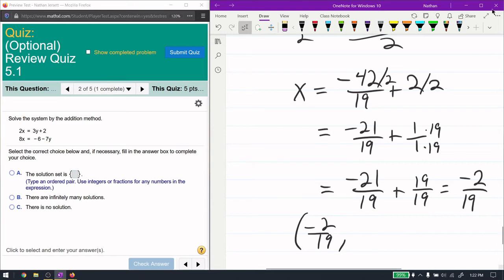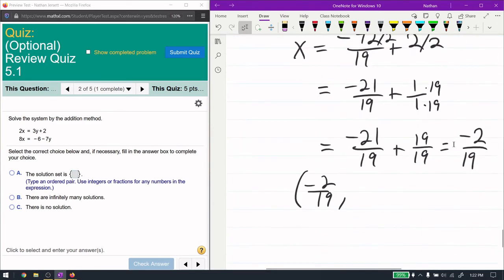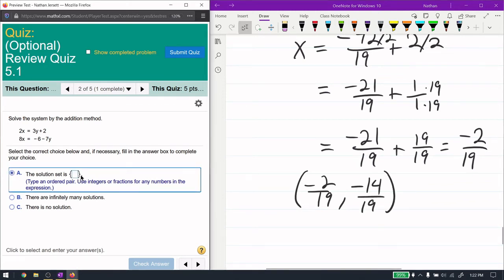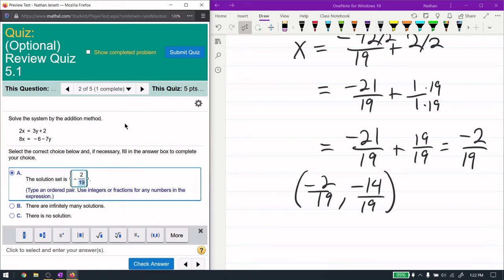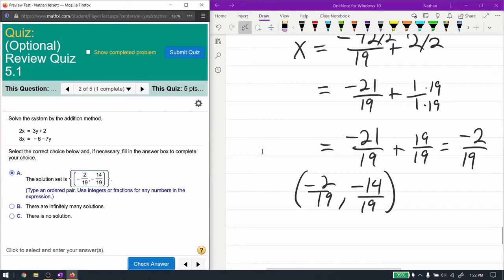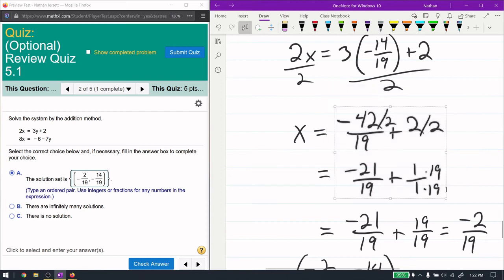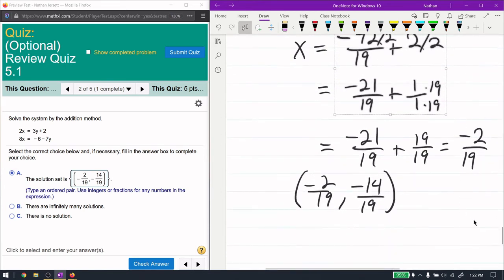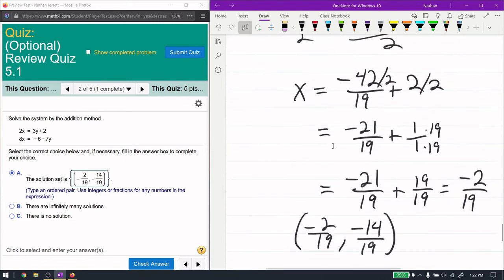And y was negative 14 over 19. So we do actually have a solution here: negative 2 over 19, comma, negative 14 over 19. Hopefully that is correct. Let's see here. And it is. So even with fractions, make sure you be very careful with your work. Just make sure they have common denominators if you have to add and subtract. A calculator can help you out a lot if you're getting stuck, but just be careful with that. It's easy to get the problem wrong.